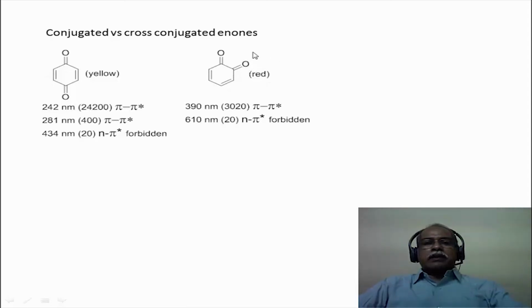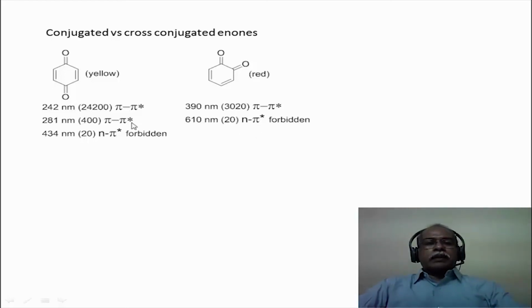You can see here, if you start from the oxygen and follow the double bond pathway, you will essentially have the entire system conjugated to each other. So this is a much better conjugation compared to the cross conjugation. That is why this substance absorbs at a lower wavelength. In other words, higher energy absorption is taking place. Whereas this is red in color, which appears because it's absorbing around 610 nanometers or so.